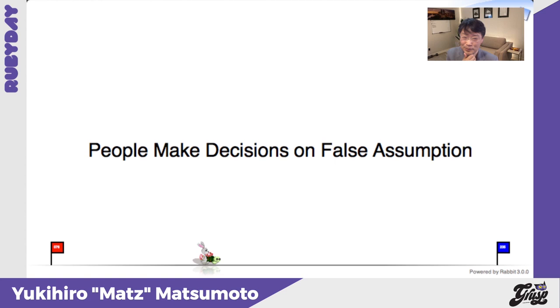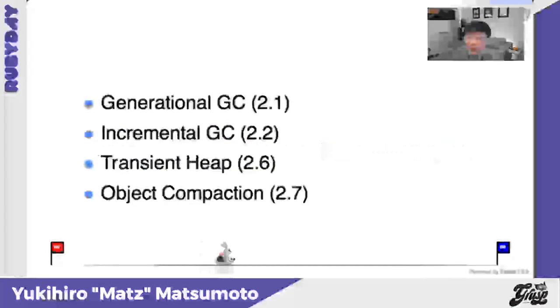Okay. We will improve performance not only for web applications and real world applications, but for micro benchmarks too. That's why we have been working on many aspects of the language and the virtual machine. We have improved the garbage collectors a lot. For example, in Ruby 2.1, we introduced the generational garbage collector. Ruby 2.2 introduced the incremental garbage collector. Ruby 2.6 introduced transient heap, which recycles the memory region for short-lived objects. And Ruby 2.7 introduced object compaction.